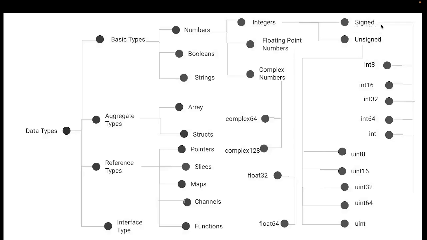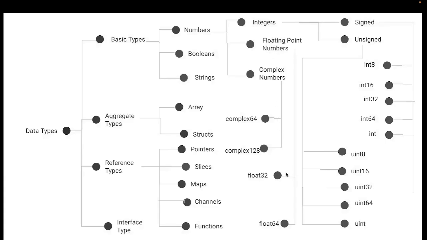Signed integer is again divided into five categories. One is the simple int, second one is int 64, third one is int 32, fourth one is int 16, and fifth one is int 8. Similarly, unsigned int has also been divided into five categories: uint 8, uint 16, uint 32, uint 64, and uint. Floating point numbers. This data type is basically used to store decimal numbers.